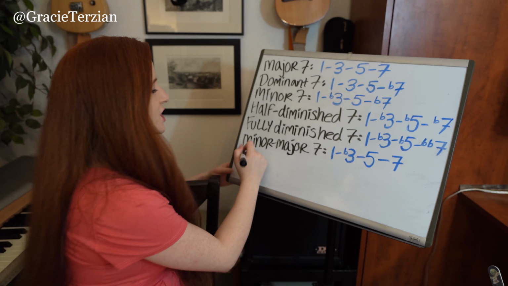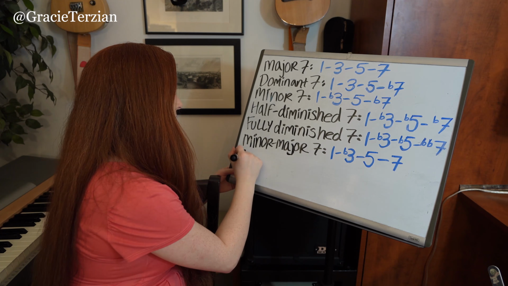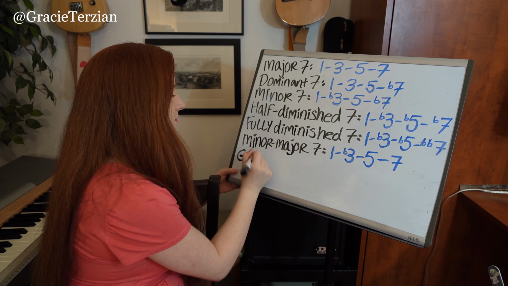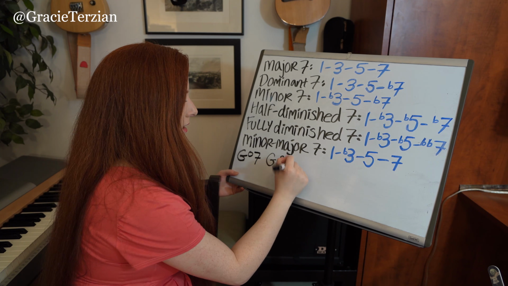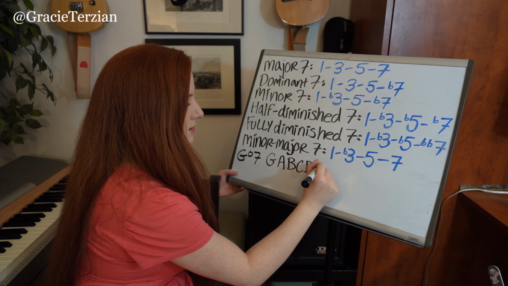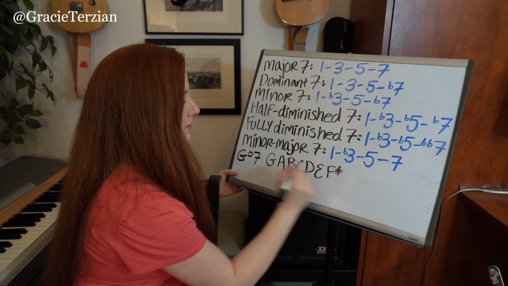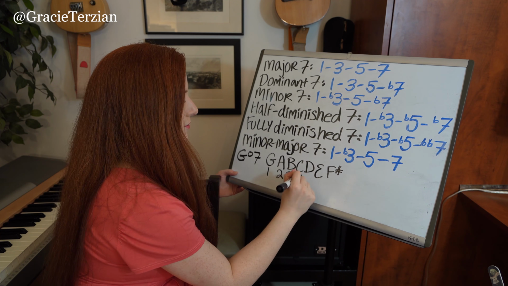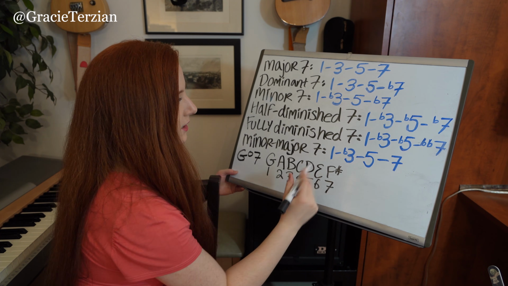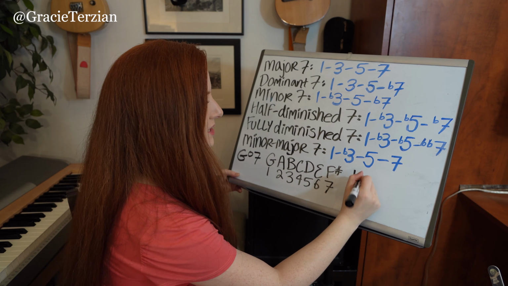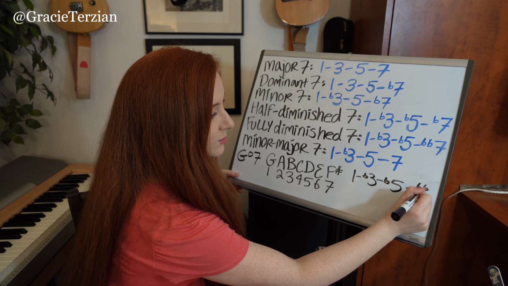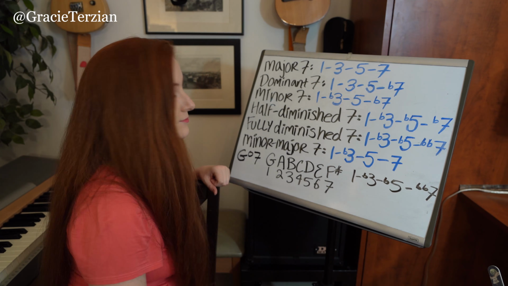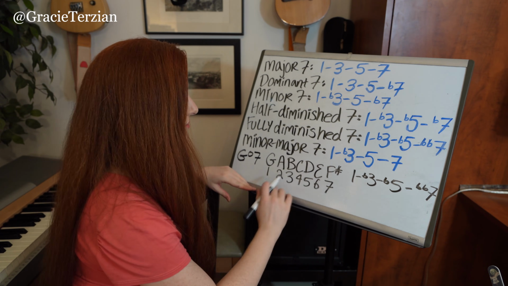Let's look at a G diminished 7 now, okay? G diminished 7. So let's first write out our G major scale: G, A, B, C, D, E, F sharp, okay? We're going to number it 1, 2, 3, 4, 5, 6, and 7. The formula for a fully diminished is 1, flat 3, flat 5, and double flat 7, okay? So now let's plug in the notes into the formula.